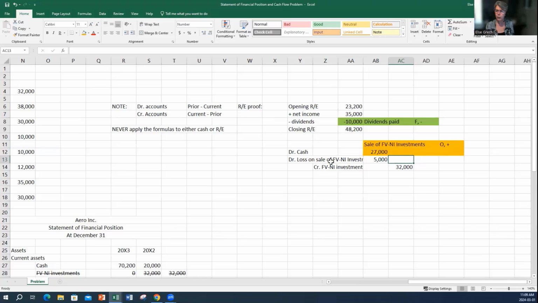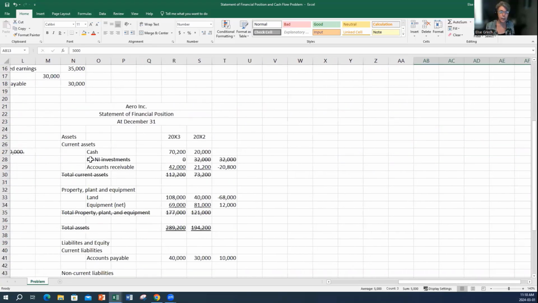I also have this loss on the sale of the fair value net income investment, and that loss is on my income statement, and it's non-cash, right? It has nothing to do with cash. And because of that, I have to remove it from the income statement. So this is going to be the loss on sale of fair value net income investments. And this is going to be an operating activity. A loss is a negative. I want to eliminate it. So I'm going to put a positive against it. So this is also orange. Okay, so we've dealt with this, and I've gotten rid of it.